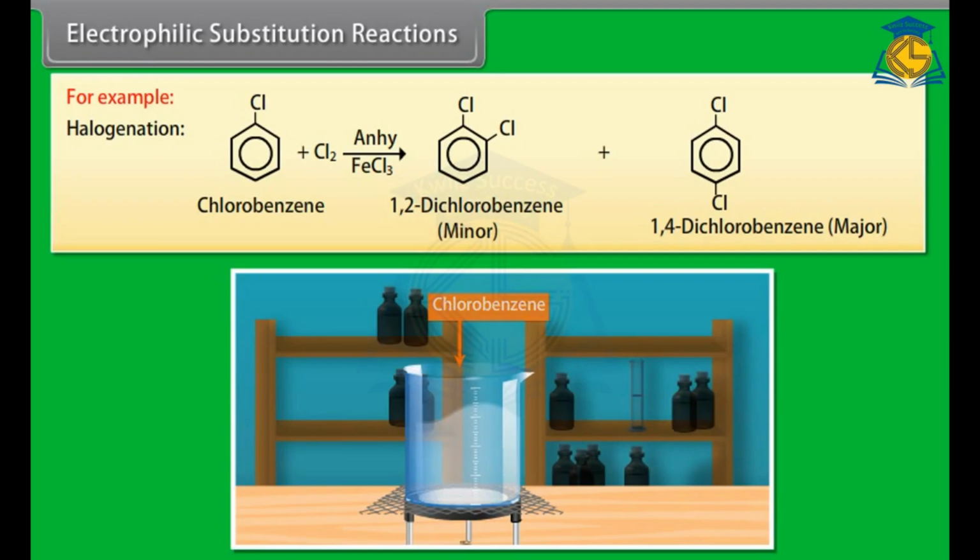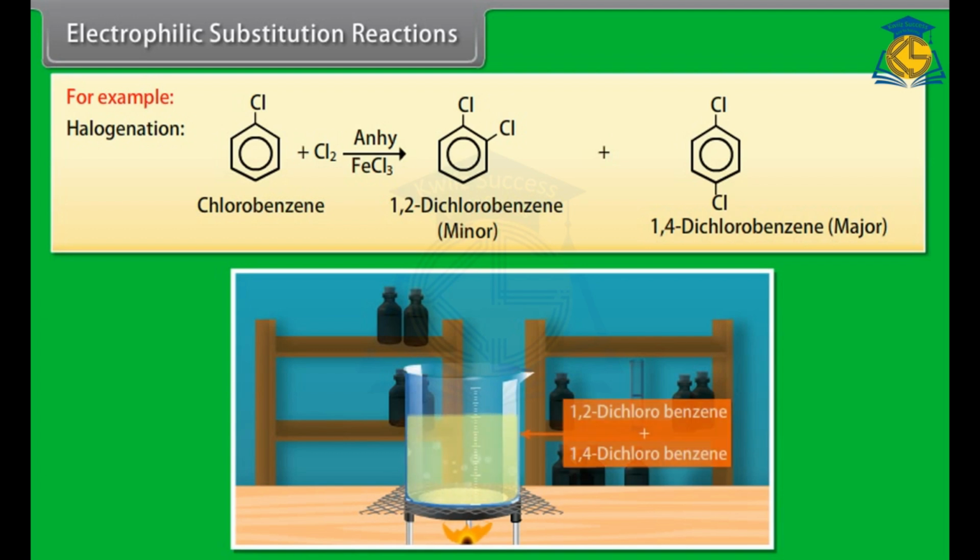Halogenation. When chlorobenzene is mixed with chlorine and then we add ferric chloride, it reacts to give 1,2-dichlorobenzene, which is a minor product, and 1,4-dichlorobenzene, which is a major product.